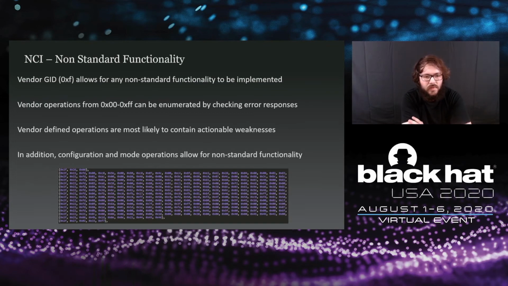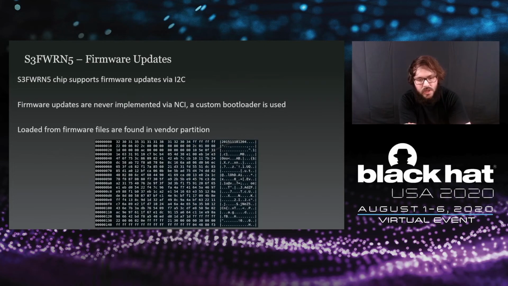There's also non-standard functionality built into this protocol, however, such as vendor group IDs, which are group IDs which allow a vendor to implement any functionality they need whatsoever. They may use this for configuration of certain hardware that's not standard, or they may use it to add certain debugging functionality that they'd want later on in the project. But what this is never used for is firmware updates, which is a key aspect of any embedded chipset.